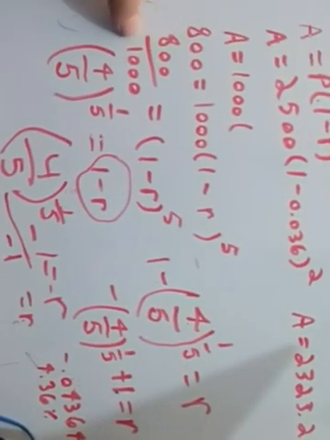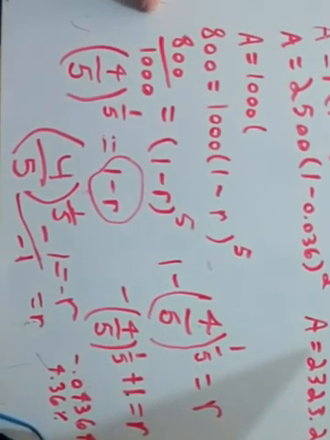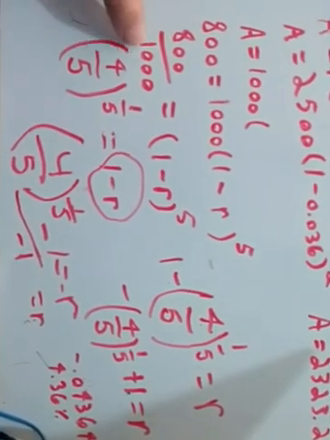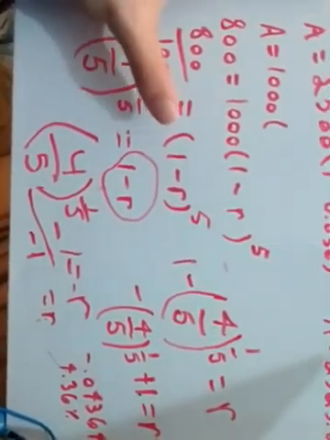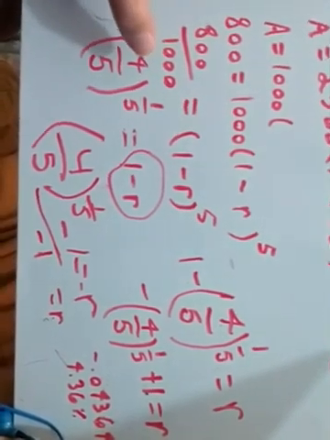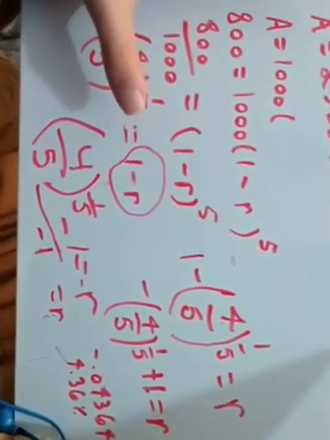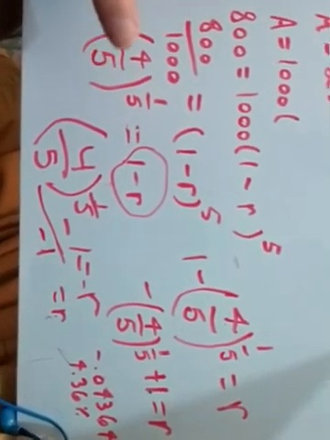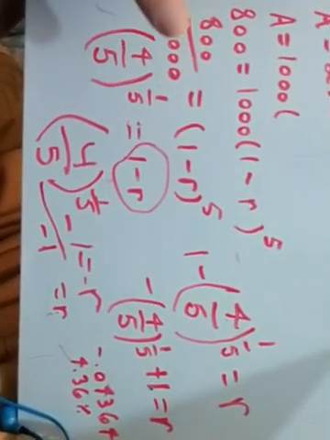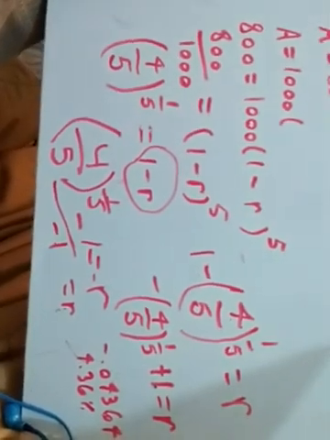So I have 800 over 1,000 equals parentheses 1 minus R to the fifth power. Now I can simplify that to 4/5. And now I'm also going to want to take the fifth root of 1 minus R, which is in parentheses. So I can get 4/5 raised to the 1/5 power equals 1 minus R. And now I have 1 minus R. I'm trying to get minus R by itself.